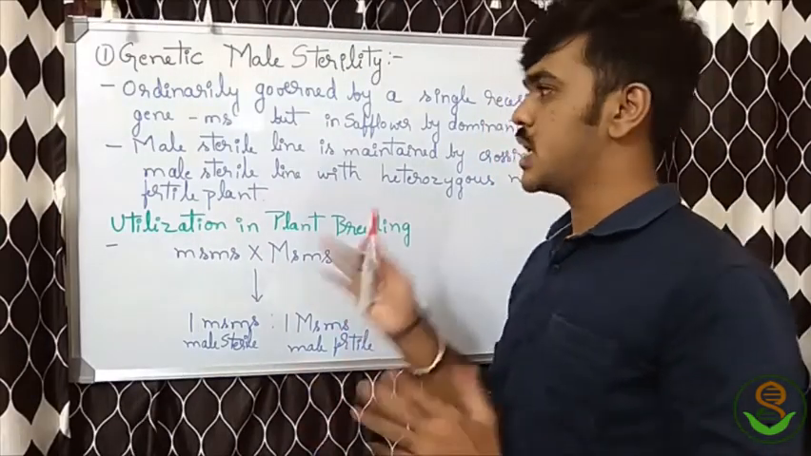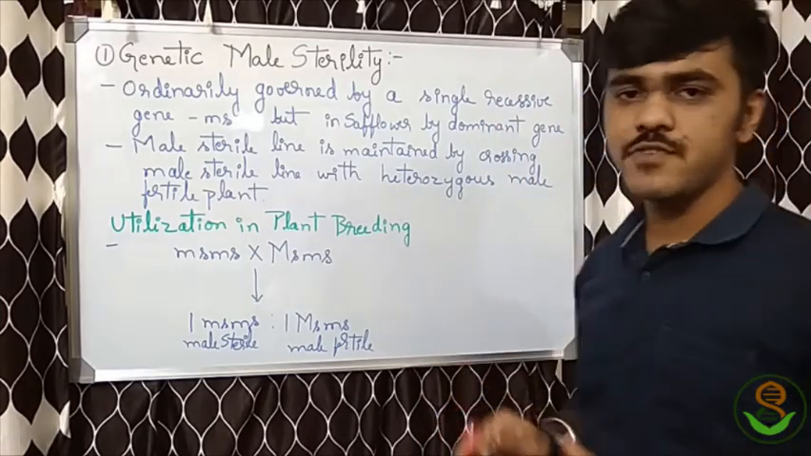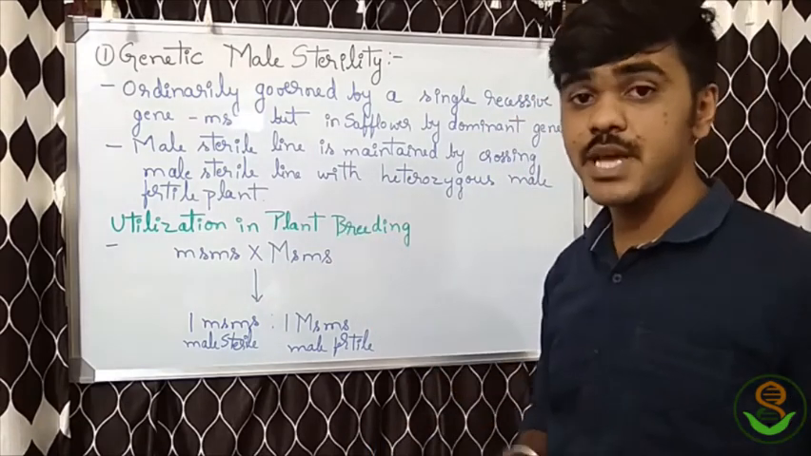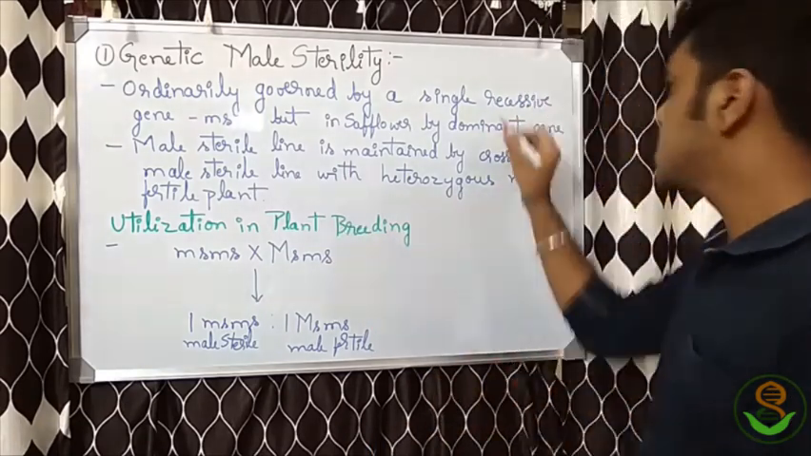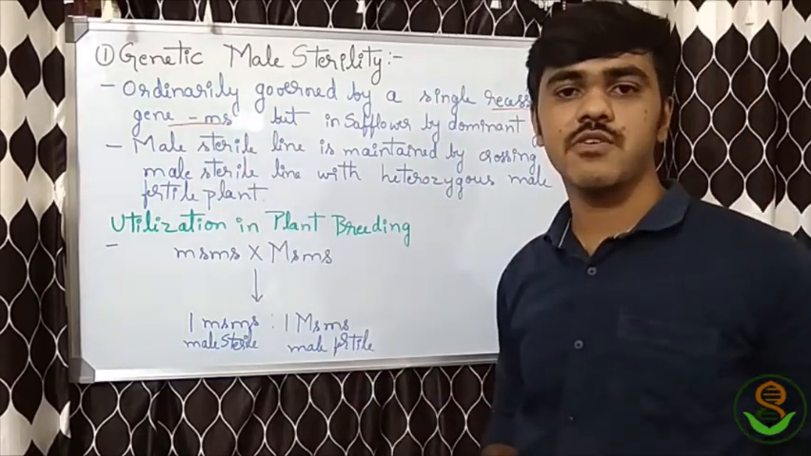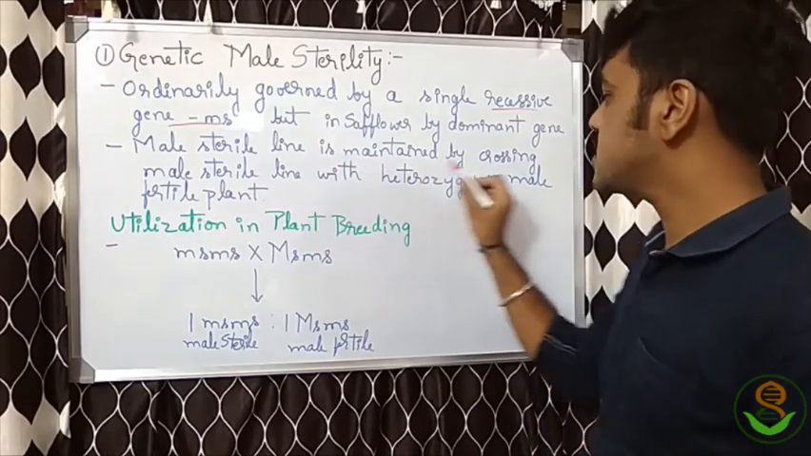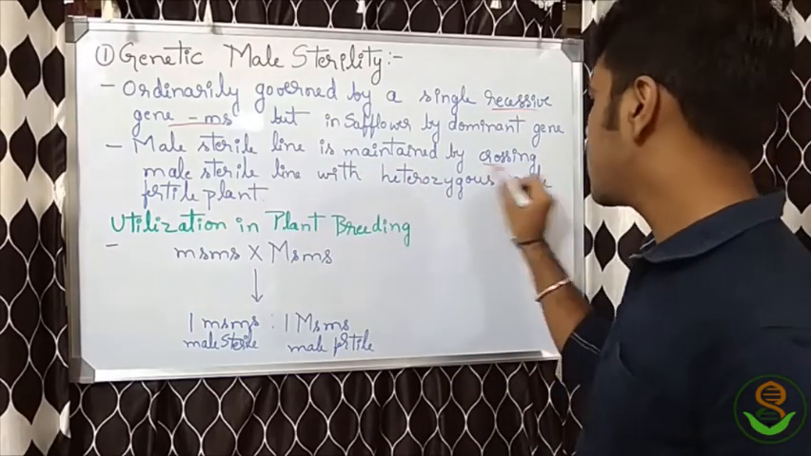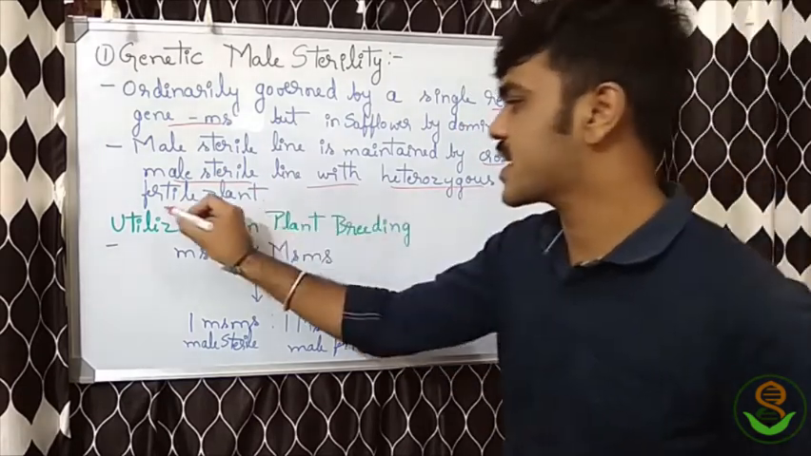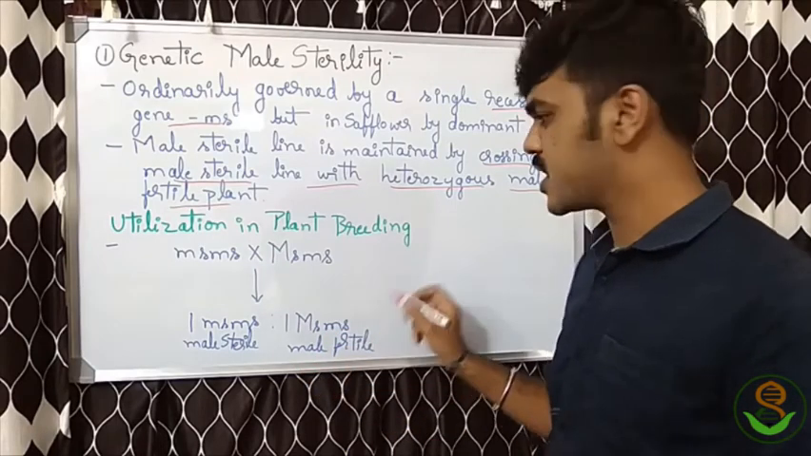Okay friends, let's begin with genetic male sterility. As the name itself suggests, here the genotype matters a lot. Ordinarily, it is governed by a single recessive gene, ms. But in safflower, it is governed by a dominant gene. The male sterile line is maintained by crossing the male sterile line with heterozygous male fertile plants. We shall see this in detail further in this topic.